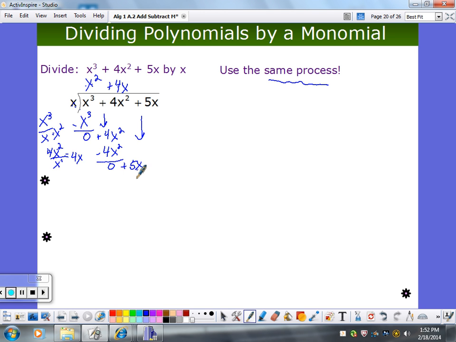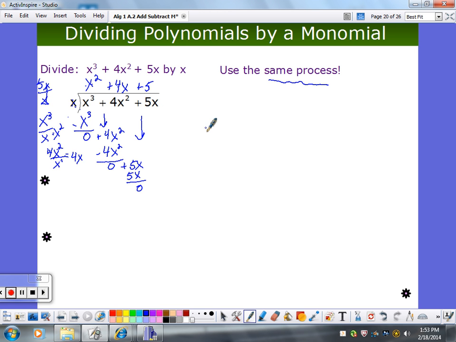X times what gives you 5x? And if we can't see it, take your 5x and put it over your divisor. And the x over the x is a big old one. 5. 5 times x is 5x. And there's my remainder, no remainder. So this x squared plus 4x plus 5 times x is this. And you can multiply backwards, right?